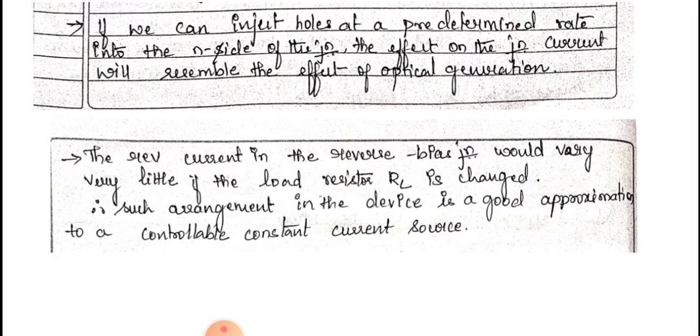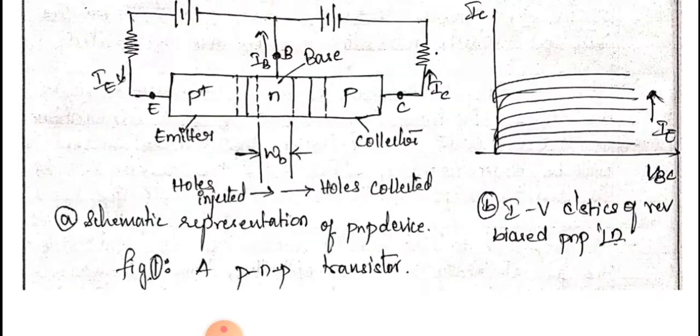The reverse current in the reverse biased junction would vary very little if the load resistance RL is changed. So such an arrangement is a good approximation to a controlled constant current source. Like that, if a Hall injector is present, then a controllable constant current source can be produced with that type of device.